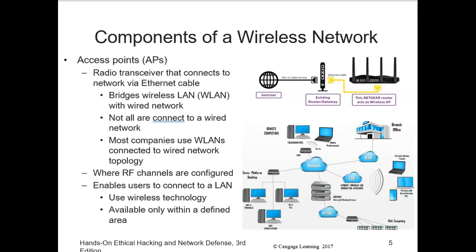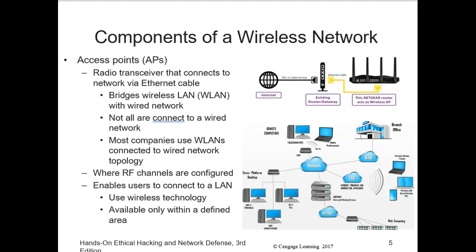So an access point is where that RF channel is configured, right? APs are what hackers are looking for when they drive around with an antenna on top of a computer, scanning for access. They're looking for access points on the wireless to get to your wired network. So an AP enables users to connect to the physical LAN with this wired technology, and it's within some defined area or square footage.